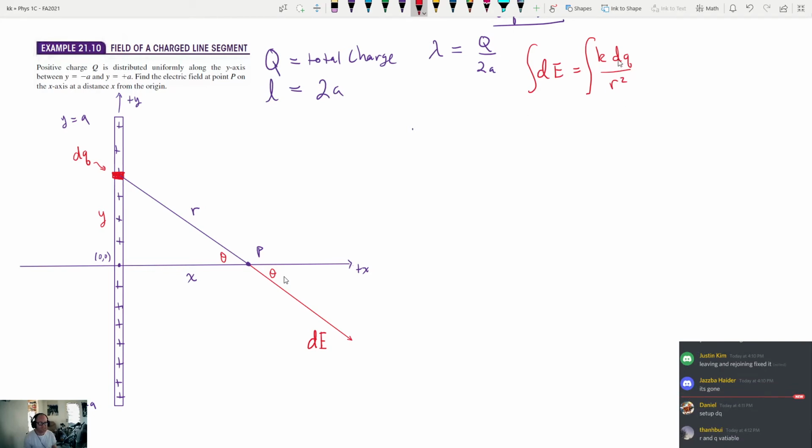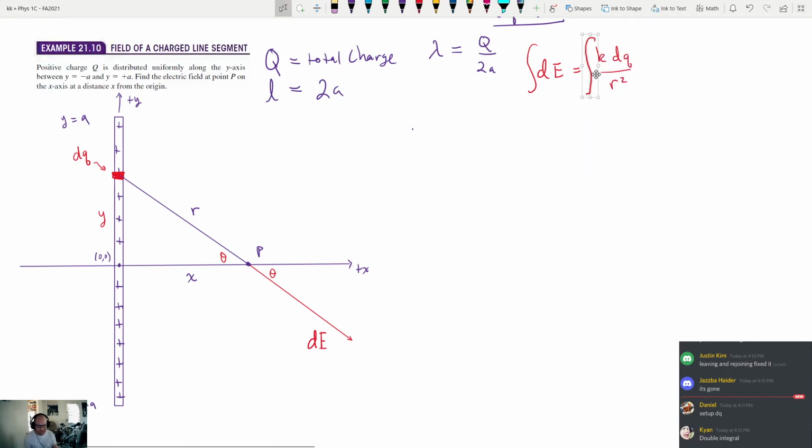Right, so when you have an integral, you have a variable of integration, which in this case is Q, and you have something else that's a variable, which is R. R and Q do not share the same variable. If it was dr over r squared, then we could do it, but Q and R are different. So we need to get dq somehow into some form that looks like r.